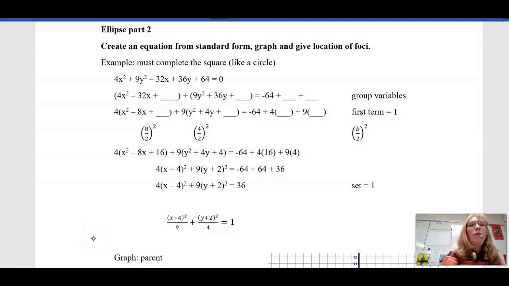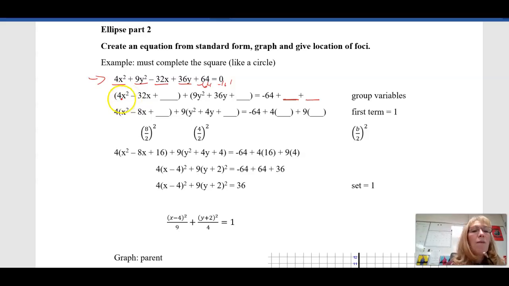Okay, now we're going to give you the equation of an ellipse that is not in standard form, kind of like we've done with circles in the past. But now you're going to have to complete the square. So we group our x's, 4x squared minus 32x, don't forget your blank, 9y squared plus 36y, don't forget your blank, then the 64 is in the way, so we subtract it over. Now we have two blanks to fill in, but this time we're going to do it a little differently, because remember the x squared has to be 1, but I can't divide because I have the x and the y.